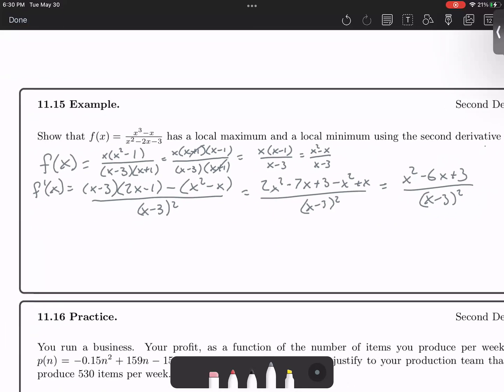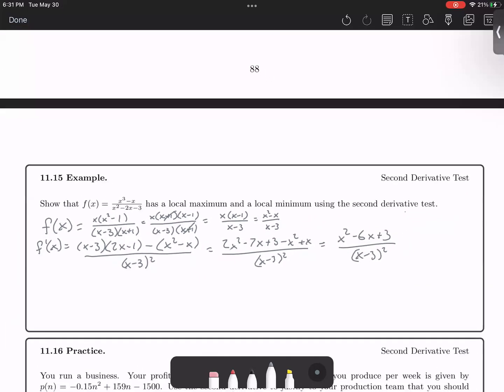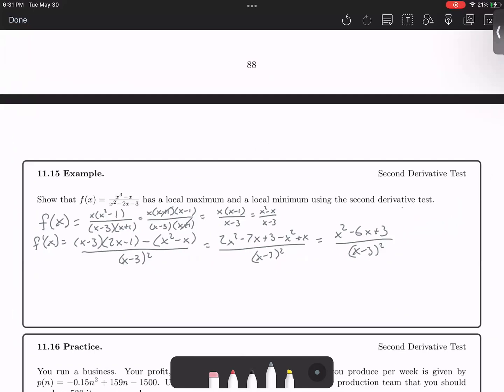So for our first derivative, our extremums can happen when this first derivative is equal to 0 or does not exist. Let's do the does not exist part first, because that's easy. It's not going to exist when you divide by 0. So that's when x is equal to 3. So the only place our first derivative does not exist is where our original function doesn't exist. Oh, and also at minus 1, because our original function does not exist there either.